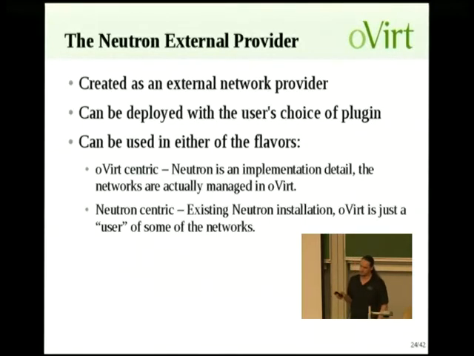Or you can go the Neutron-centric way, where you just import the networks from Neutron, and you manage every aspect of the networking inside Neutron. So oVirt supports both flavors. Of course, you can mix and match. You can have some networks managed solely through oVirt and some managed from the Neutron side.